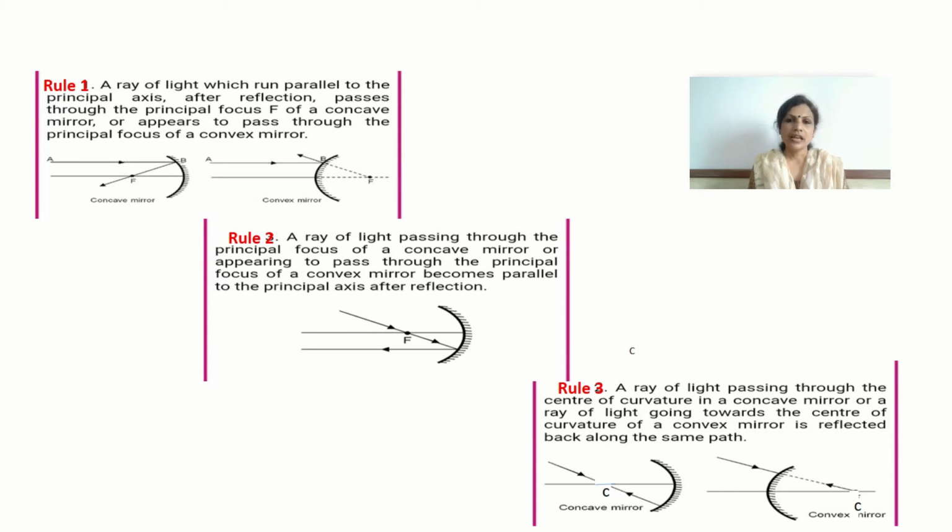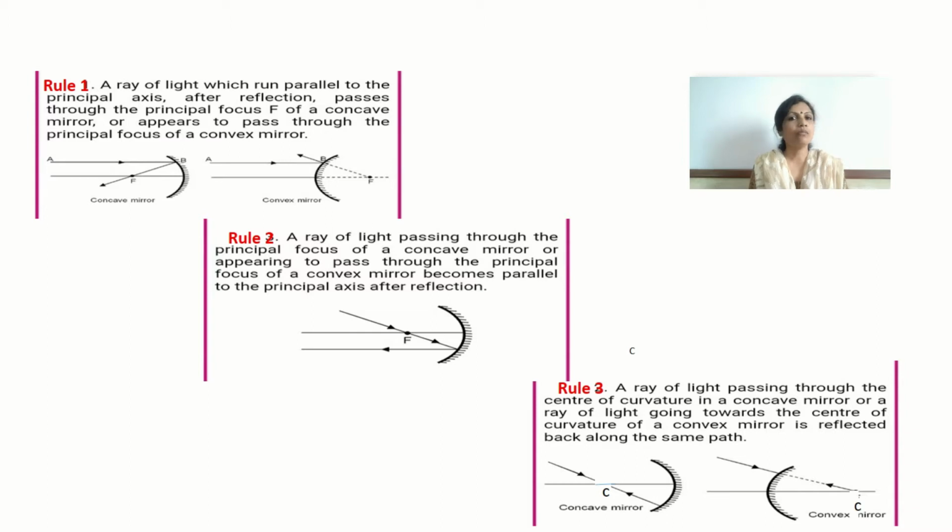Alright. Then the third rule, that when the ray of light passes through center of curvature, after reflection it retraces the same path. Alright. In case of convex mirror, if you take a ray which is directed towards focus F, then after reflection it is also parallel to principal axis.